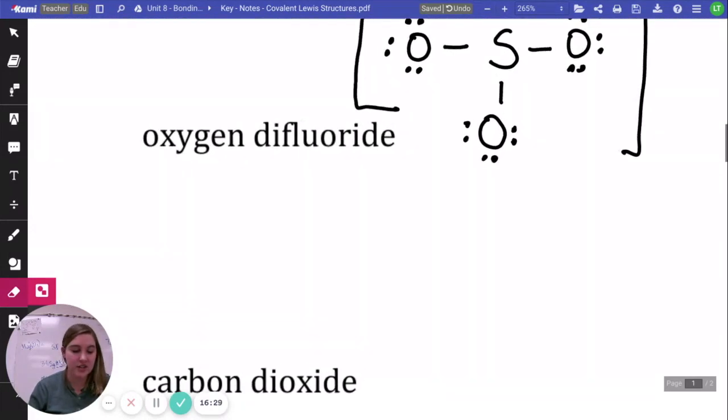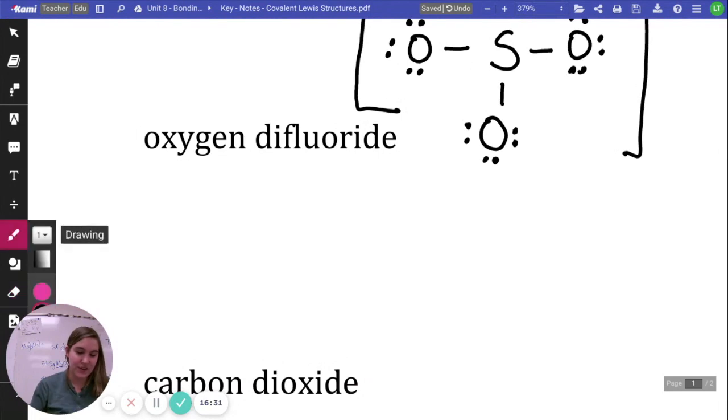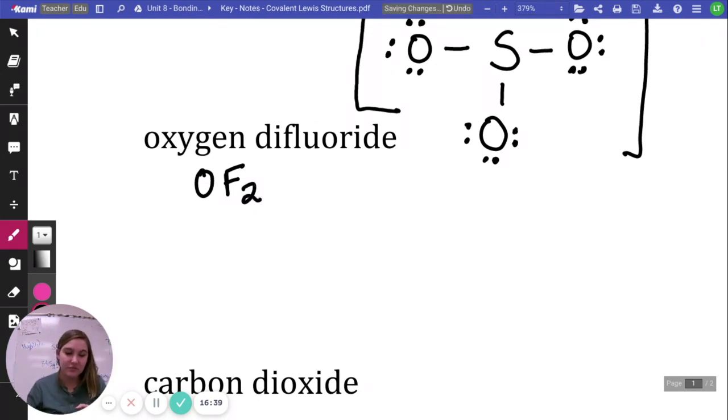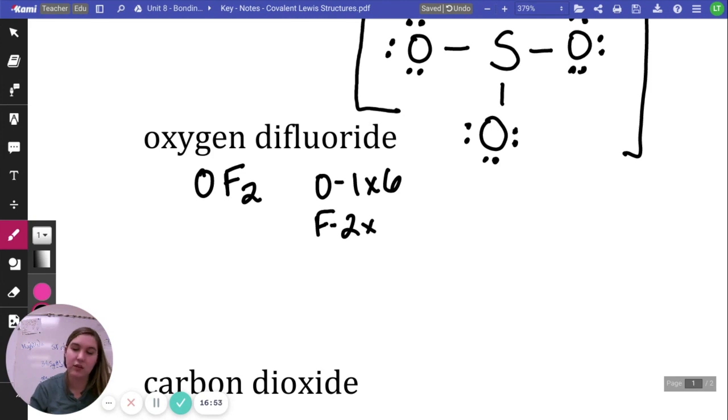Oxygen difluoride. So we have oxygen, and then difluoride would be F2. All right. So we need to figure out our valence electrons. We have 1 oxygen, and it's in group 16, so it's going to have 6 valence electrons. Then we have 2 fluorines, it's in group 17, so it's going to have 7 valence electrons. So add those up, so 6 plus 14 gives us a total of 20 valence electrons to work with.